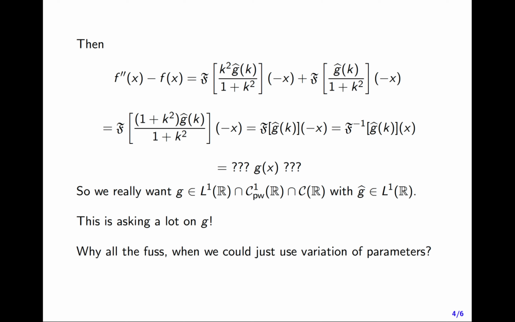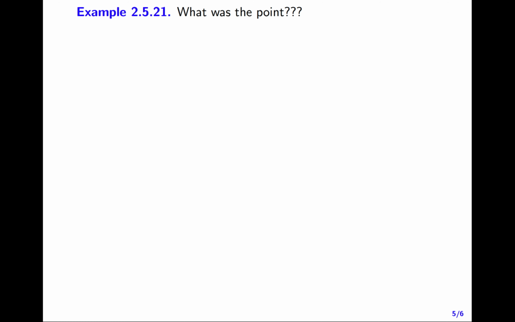Why all this fuss, when for this very simple differential equation that we're studying, we could just have used variation of parameters as we learned back in the first 2 weeks of the course? Why should we kill ourselves with the Fourier transform here? So what is the point of all this? I've separated this out as a separate example and discussion in the lecture notes.